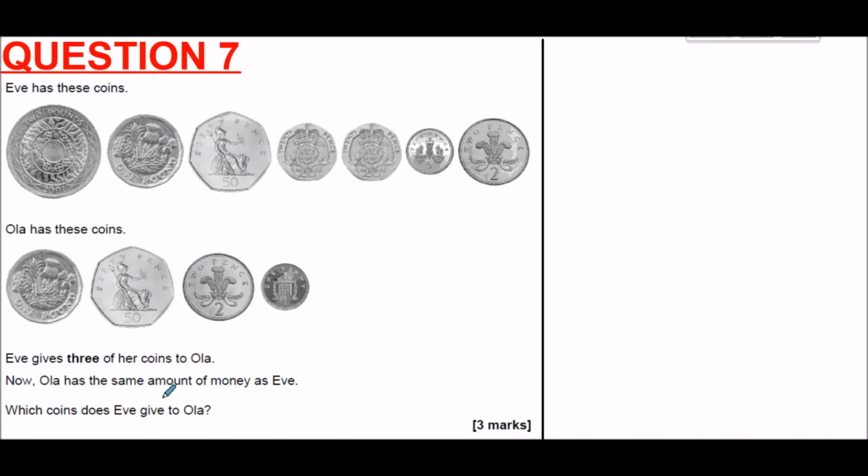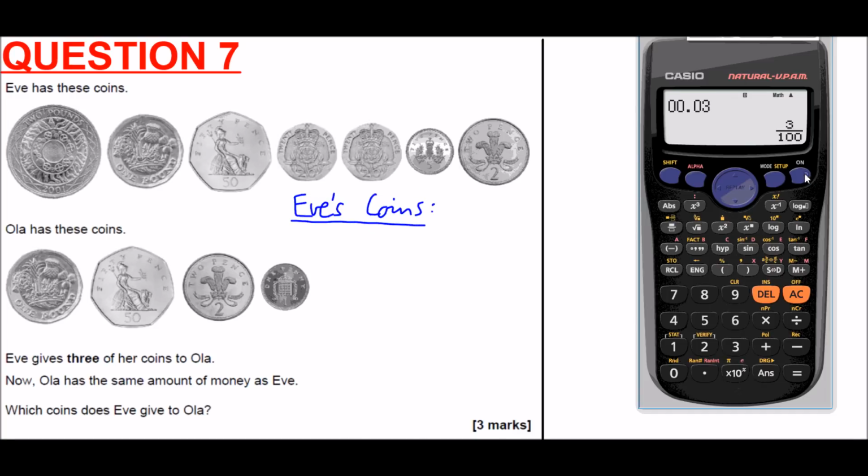This is one of those questions where it can be quite tricky knowing where to start. And so what I would suggest we do, first of all, is to total up Eve's coins. What do they total up to? So if it's a calculator paper, safest bet I would suggest would be to use the calculator. So her first coin is a £2 coin, and plus a £1 coin, then plus 50p.